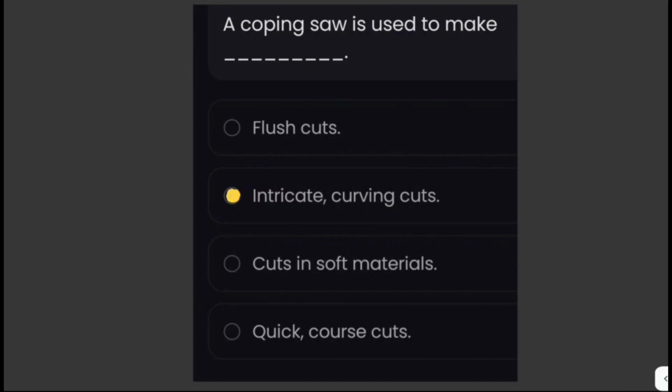A coping saw is used to make intricate curving cuts, and coping saws are not used to make flush cuts or quick coarse cuts, because flush cuts are made with a flush cut saw, which has a very thin blade that is held in a frame, and quick coarse cuts are made with a hacksaw, which has a coarse blade that is held in a frame.